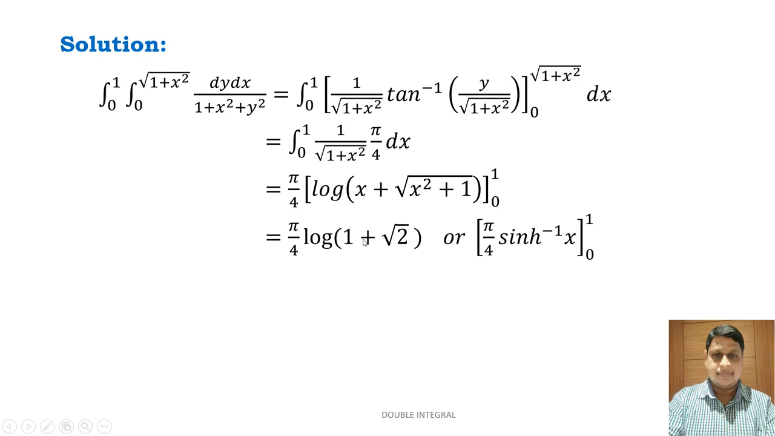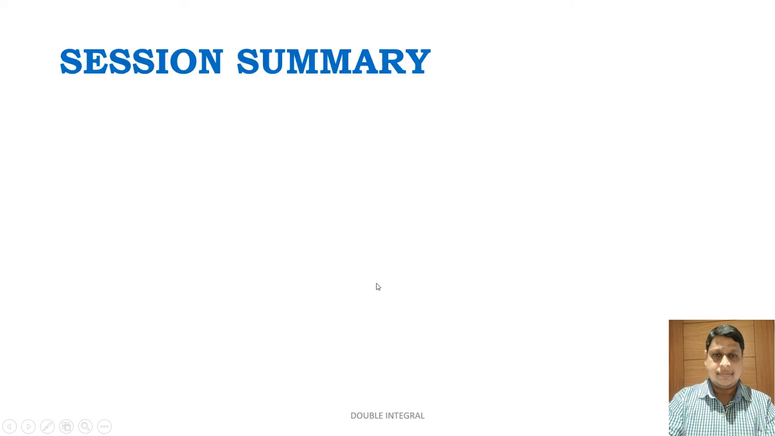log of 1 plus root 2, since x is 1 means 1 plus 1, inside that is root 2, and the lower limit is 0. I can also write this as pi by 4 into sine hyperbolic inverse x, limit from 0 to 1. So replacing x by the upper limit, that is pi by 4 into sine hyperbolic inverse 1, and the lower limit is 0.